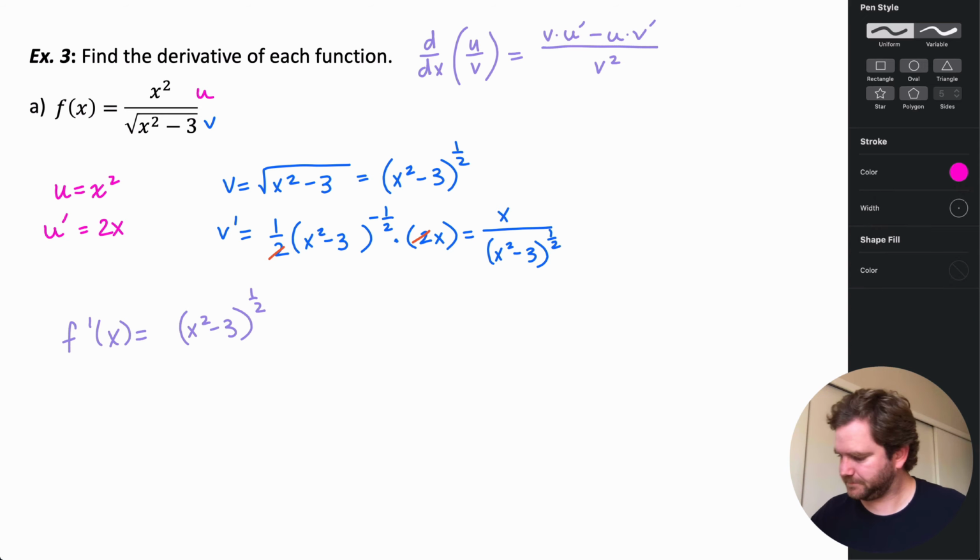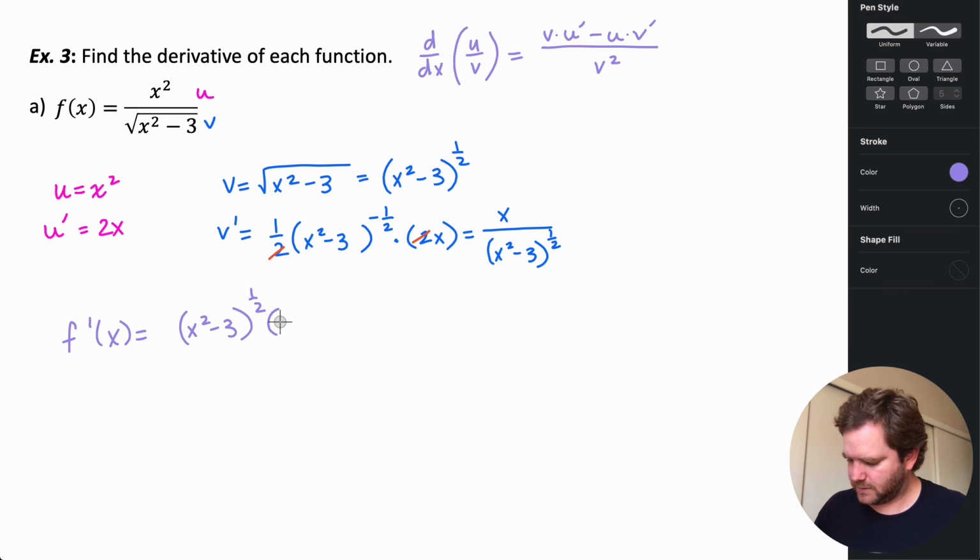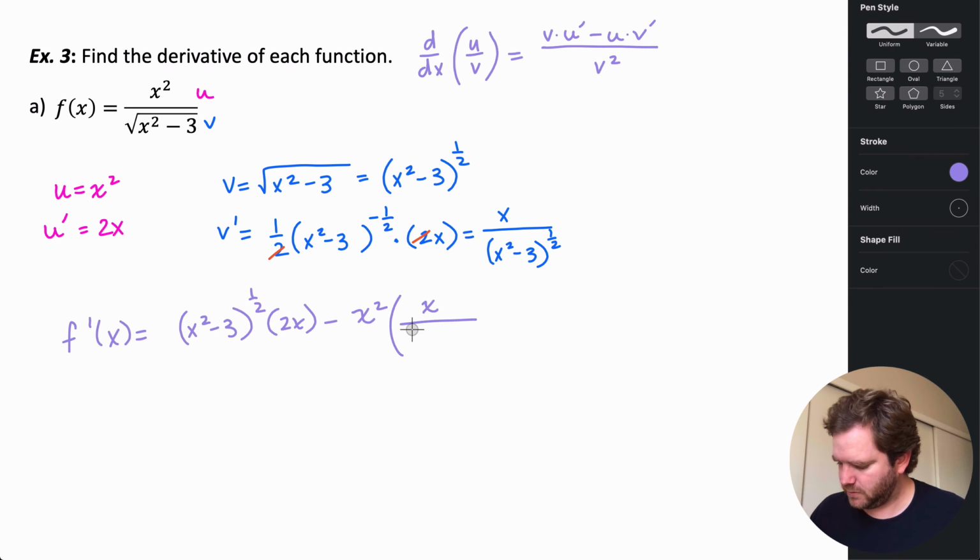U prime. So what is u prime? U prime is 2x minus my original function u in the numerator, so it's x squared, times the derivative of my denominator, or sorry, the derivative of v. So that's x over x squared minus 3 to the 1/2 power.